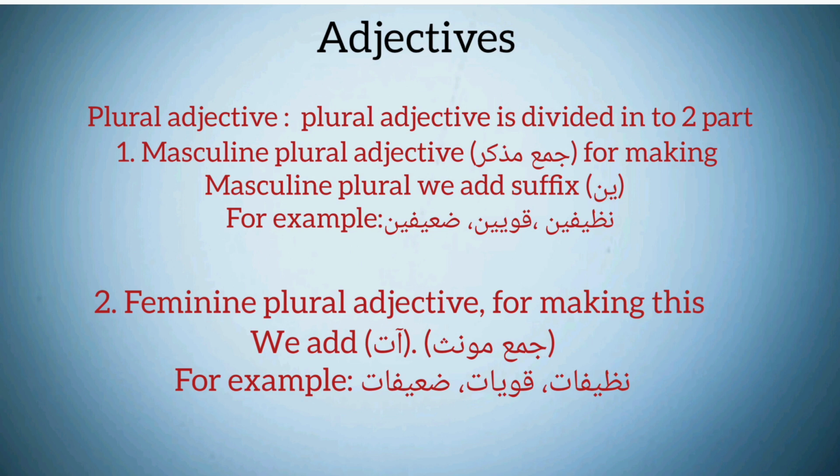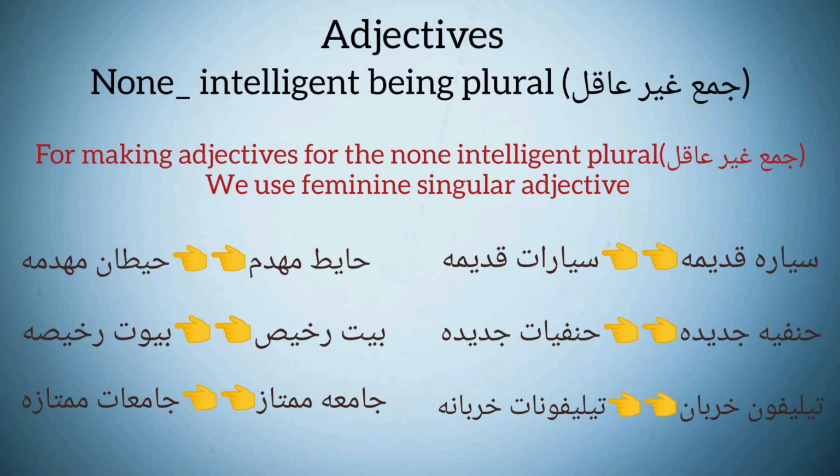قويات, and ضعيفات. There's a point here, guys, that you have to know. Aside from اسم مذكر or اسم مؤنث, masculine or feminine nouns, we have the non-intelligent being plural, and this one is really important. جمع غير عاقل. For making adjectives for this noun, we have to use a feminine singular adjective.